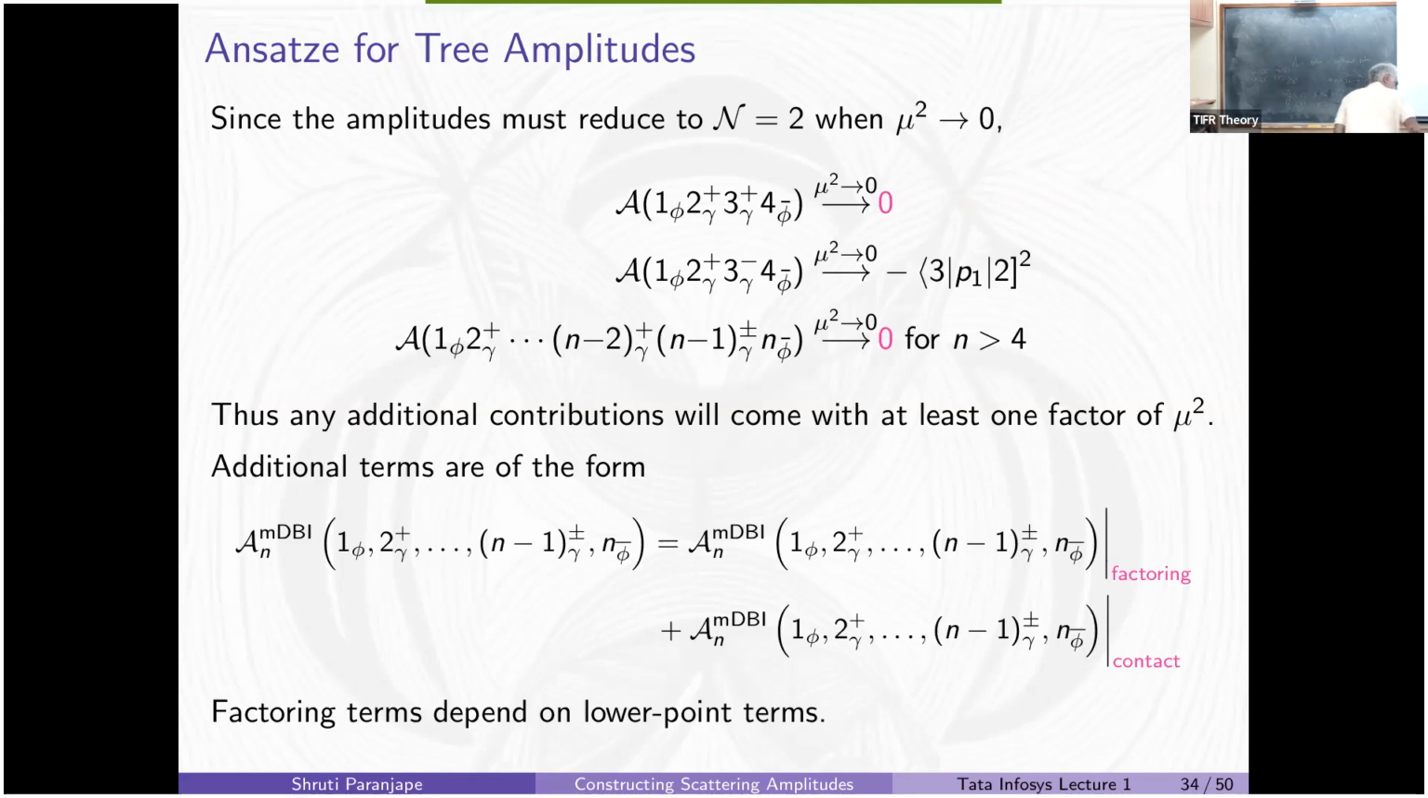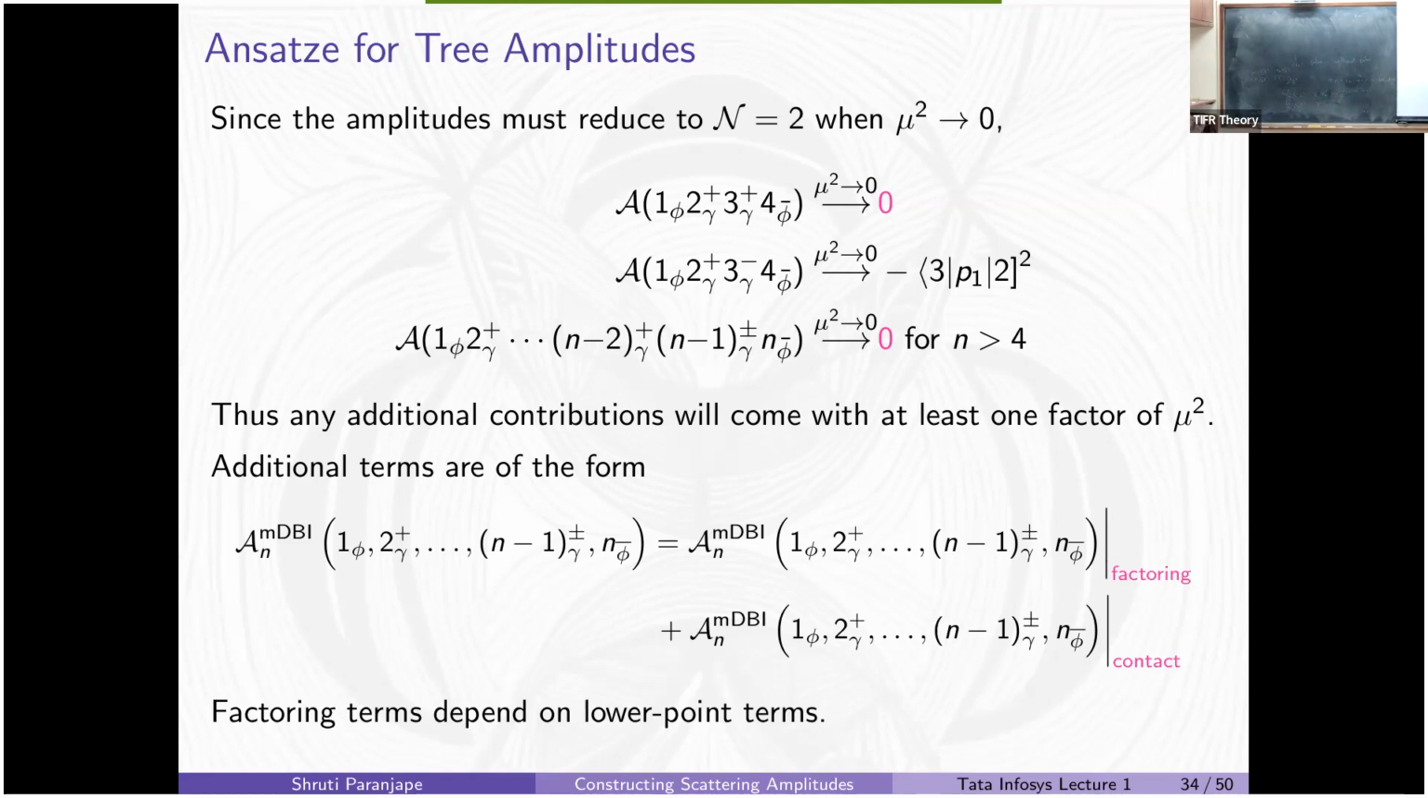Okay, so let me quickly just apply this condition: the fact that when mu goes to 0, I get this n equals 2 theory. So the n equals 2 theory, I know what it is. I know the amplitudes in that theory. And so I know that, for example, this needs to be 0 for a very similar reason to this over here. This again needs to be 0, again for the same reason.